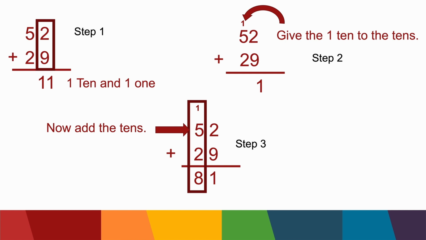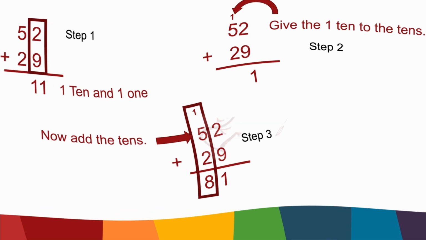52 plus 29. Step 1. We add in the ones column. 2 plus 9 equals 11. 11 is actually 1 ten and 1 one. Step 2. We give the 1 ten to the tens column, and we carry the 1 down. Step 3. Now we add the tens column. 1 plus 5 plus 2 equals 8. 52 plus 29 equals 81.